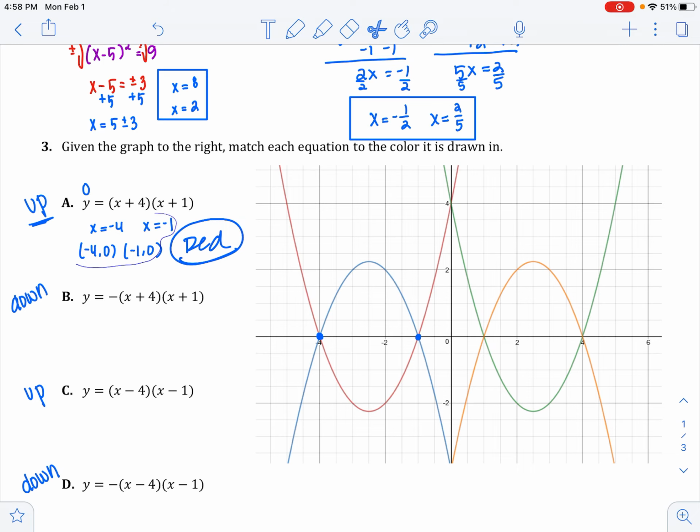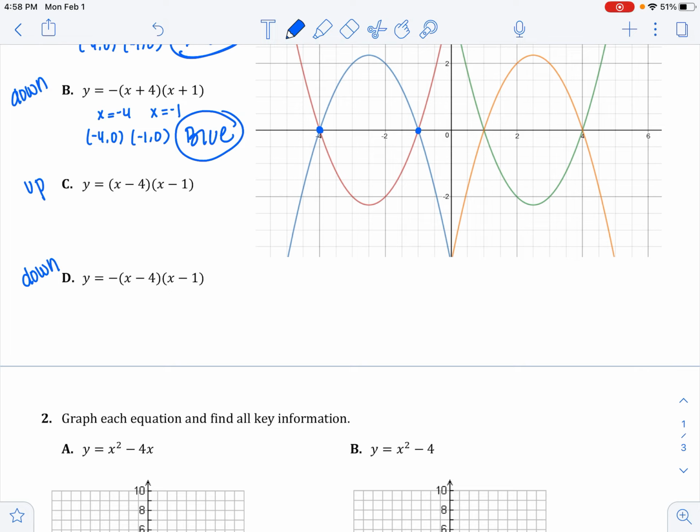Here, same points, right? Because it's the same stuff here. So I'm going to hit copy, paste, boom. If you set it equal to 0 and solve, you get negative 4, 0 and negative 1, 0. But this is downward facing, so this is going to be blue.